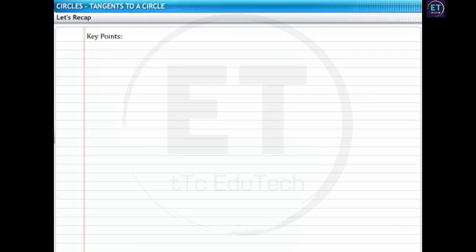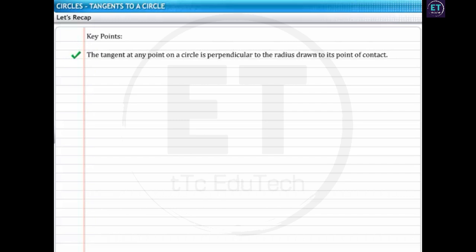You have reached the end of this section. Before moving on to the next section, let's recap the key points covered. The tangent at any point on a circle is perpendicular to the radius drawn to its point of contact. Tangents drawn to a circle from an external point are equal in length. Hope you enjoyed your learning experience.